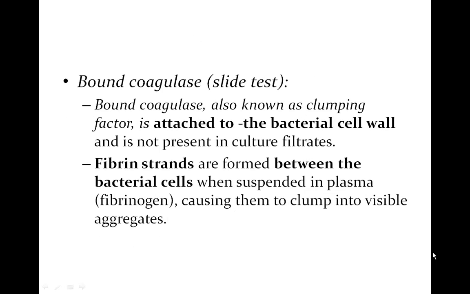The bound coagulase is detected by a slide test. It is also known as a clumping factor. This is bound to the bacterial cell wall. That means this bound coagulase, or clumping factor, is present on the cell wall of Staphylococcus aureus. That's why it is not free and cannot appear in culture filtrates. So whenever it comes in contact with plasma, the fibrin strands are formed between the bacterial cells and cause the cells to clump into visible aggregates.